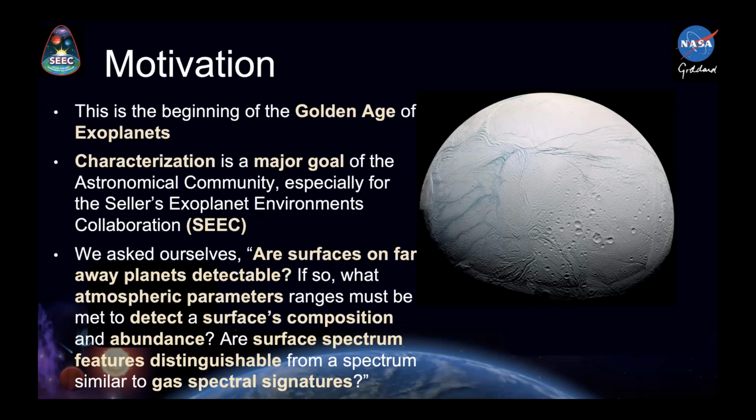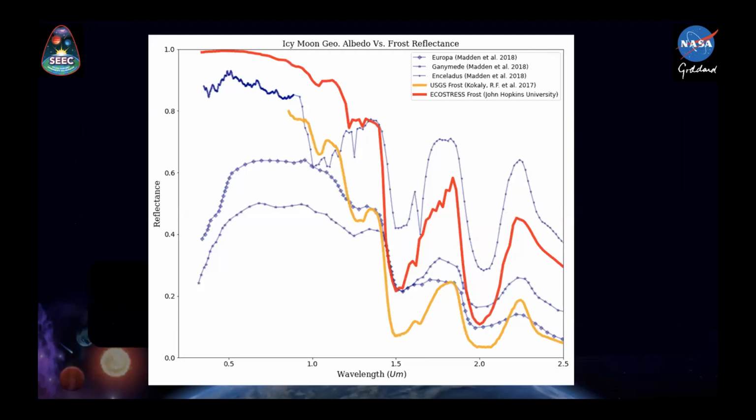We know Enceladus is mostly made up of water ice, right? And so a big goal of the astronomical community is to characterize exoplanets, specifically their surfaces. That's what we're trying to do. So we asked ourselves, are surfaces on faraway planets detectable? And if so, is there some sort of atmospheric parameter space where we can find these surfaces? And is there some sort of distinguishable feature that we can find in the spectrum of some planet, similar to a gas spectral signature? And so keep in mind, we have Enceladus here. So we know Enceladus is mostly made up of water ice.